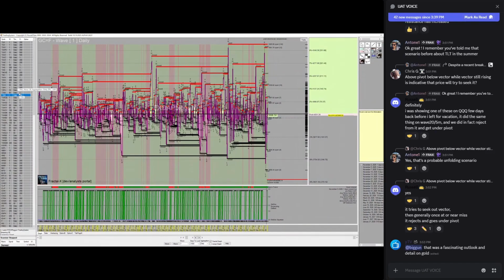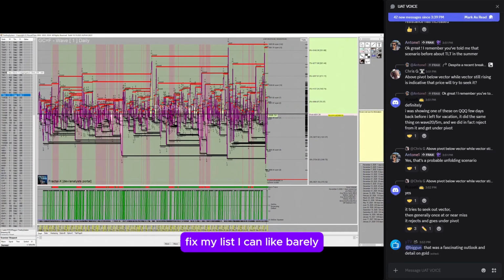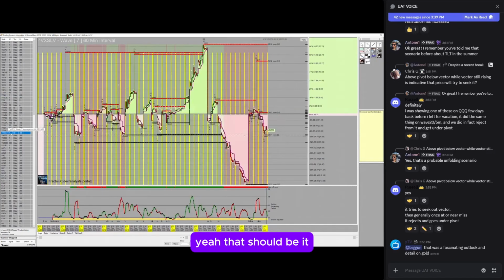Hold on one second. I need to fix my list. I can barely read. Okay, I think it's this VXSLV. Yeah, this should be it.